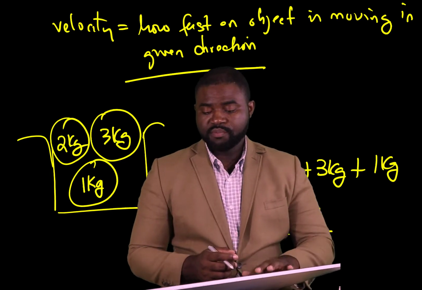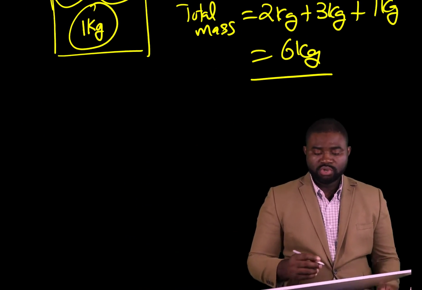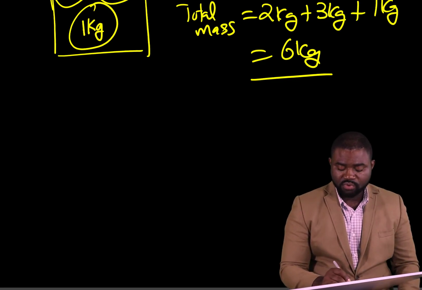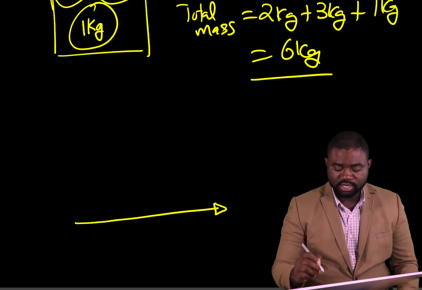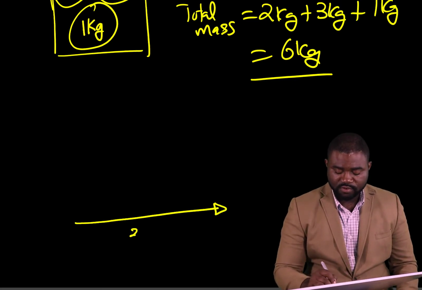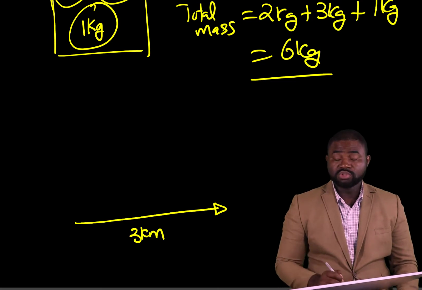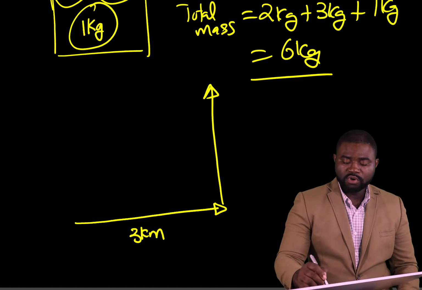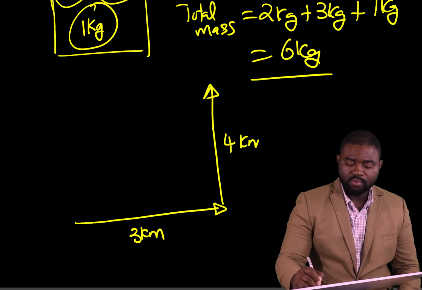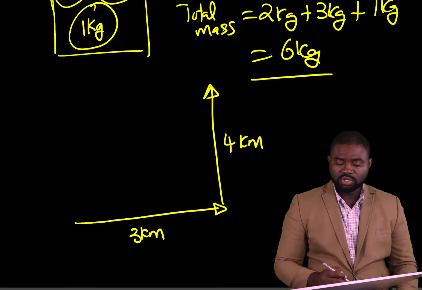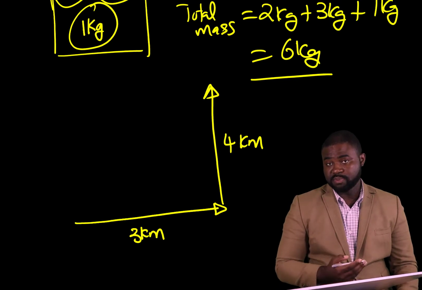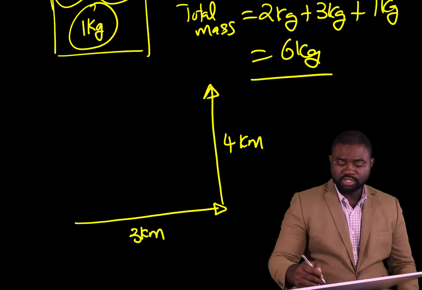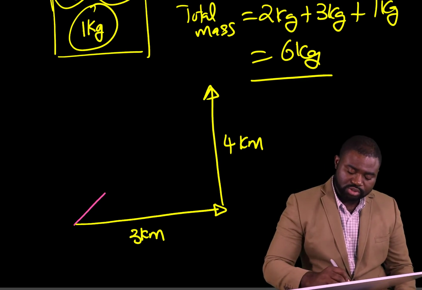But on the other hand, let's say you have John. If John moves a certain distance, 3 kilometers to the right, and then 4 kilometers upwards, the question would be, what is his displacement? Obviously, when you look at his movement, this is John's displacement.